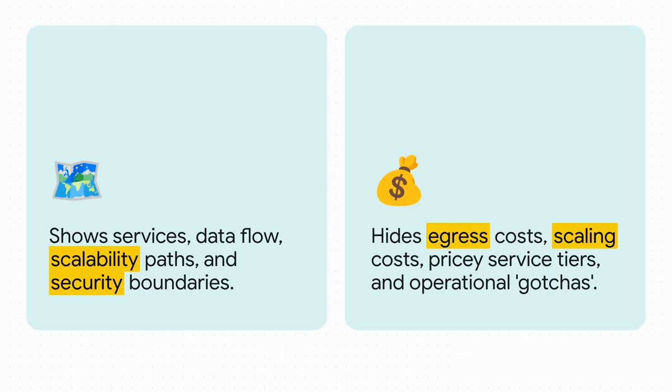On one hand, you've got what our diagrams are great at showing us: services, components, data flow, security boundaries. But on the other hand, you've got the reality they hide. Things like killer egress costs, the true price of scaling up, those super pricey service tiers you didn't think about, and all those other little operational gotchas that just ambush your budget.